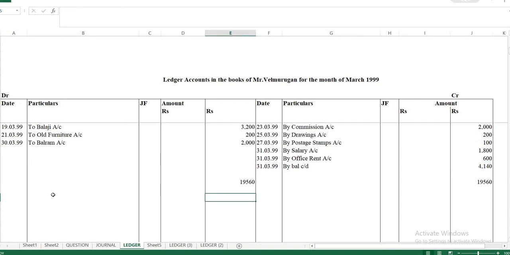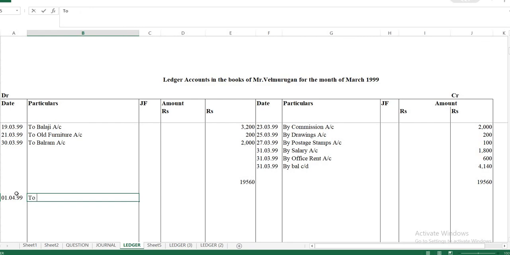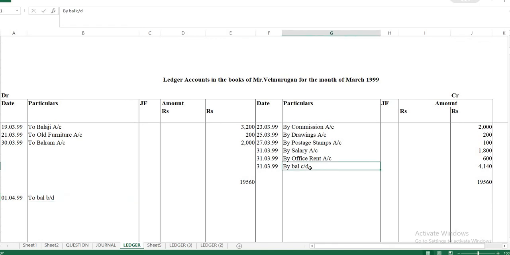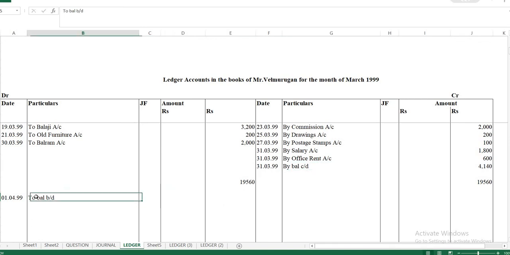Now what you have to do is, soon after writing this 19,560 within the lines, you have to draw lines. Then after that, on first April, you have to give to balance brought down. Here, by balance carried on is the same amount on the debit side, so it should be given as "to". This is the 31st March closing balance. This is 1st April, it is considered as the opening balance, the opening balance for the next month. It means cash starts with this.